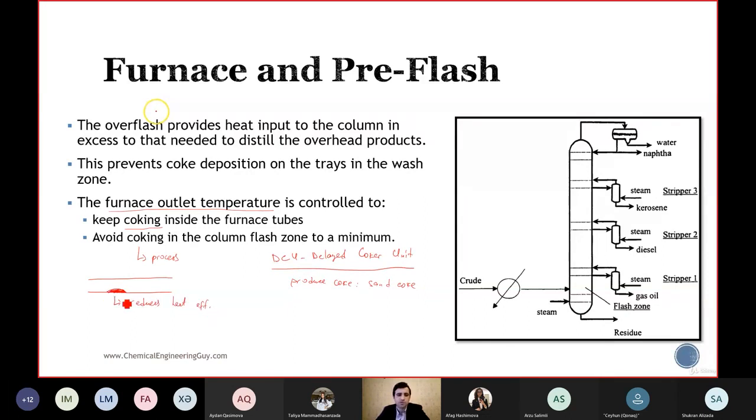Did I answer your question? Yes, okay, it's clear. I asked the second one. This coking is kind of similar to that coking, but here we have the special reactor and we want to produce coke. But in other units, we want to prevent coking.